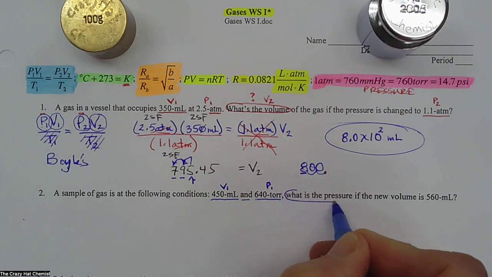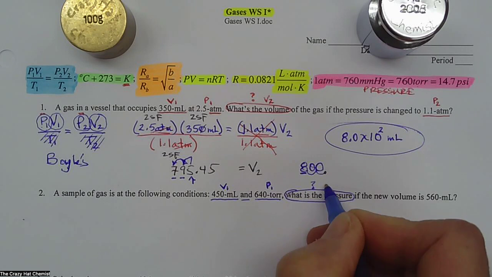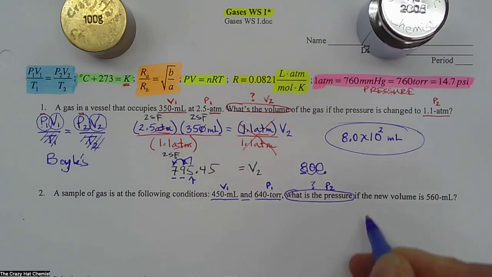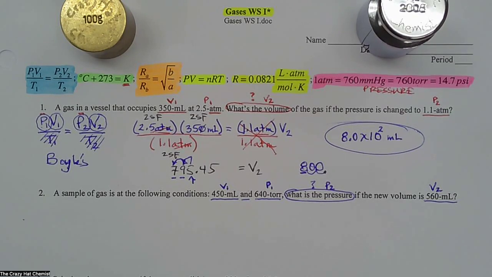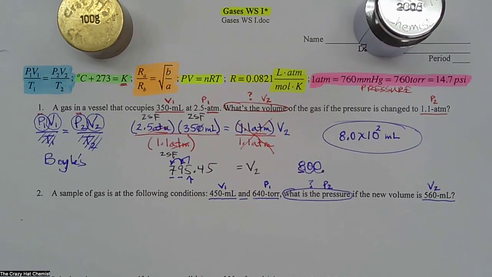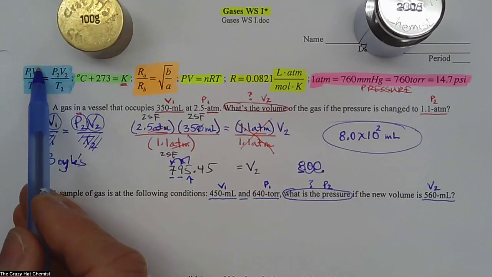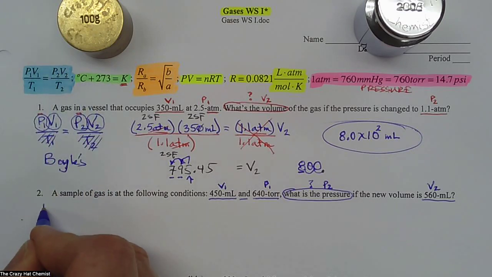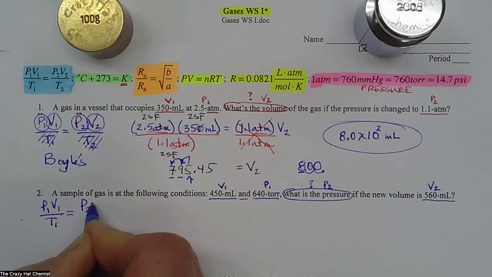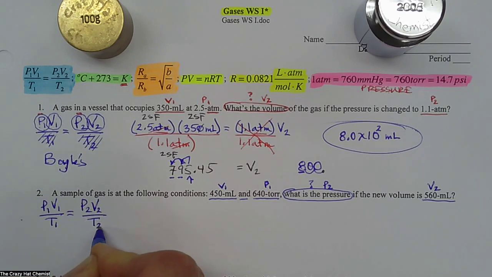It says, what is the pressure? So that is my question mark. I don't know what that is. That's going to be the second pressure. If the new volume is 560 milliliters, so this is the second volume that I'm coming across. All right, so what we're going to do is we're going to rewrite the appropriate equation here. And what is the appropriate equation? That is this equation, the combined or general gas law. That's right here. So I'm going to write that down. P1 V1 over T1 is equal to P2 V2 over T2. And again, what is not mentioned in this problem, temperature is not mentioned in this problem.